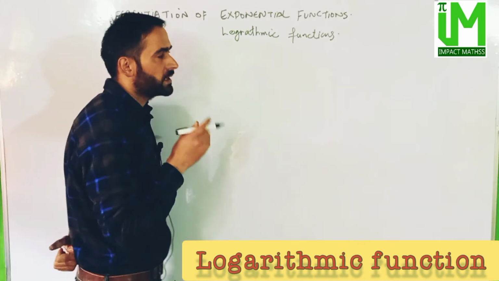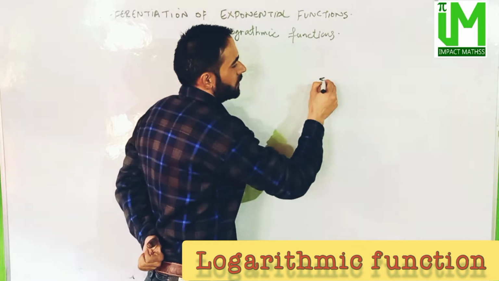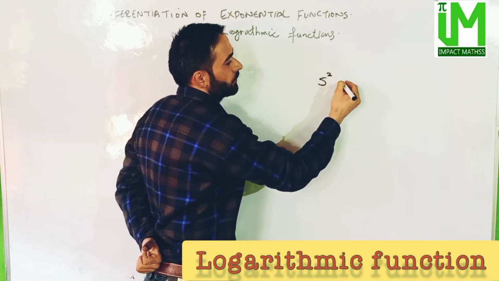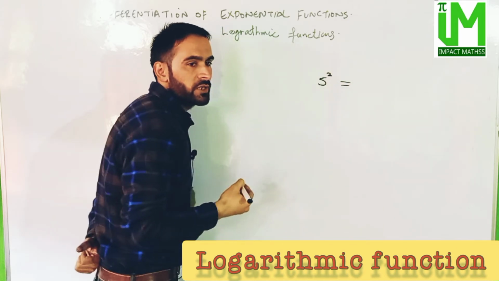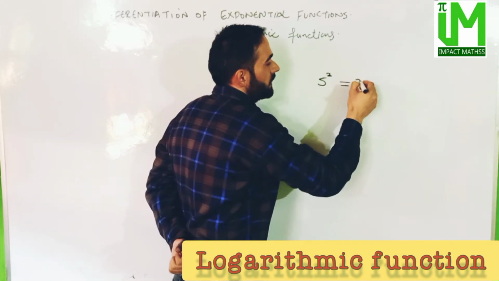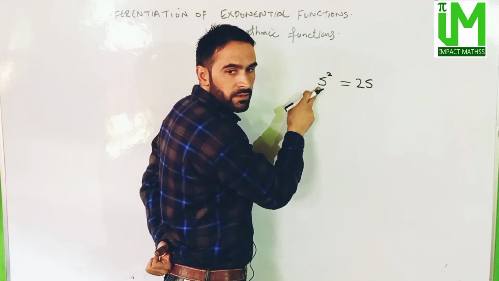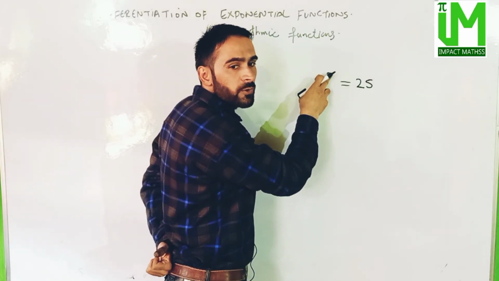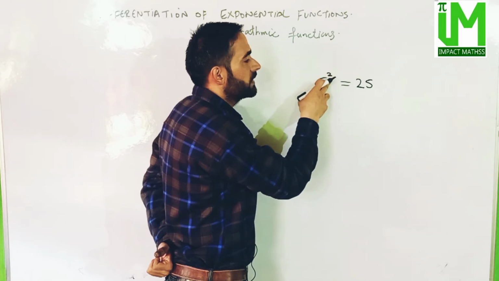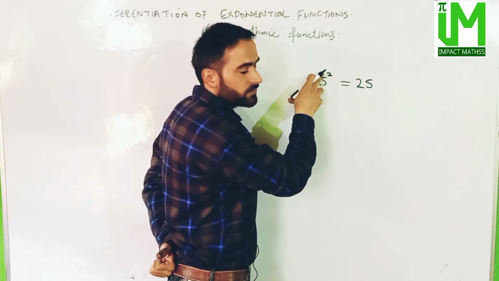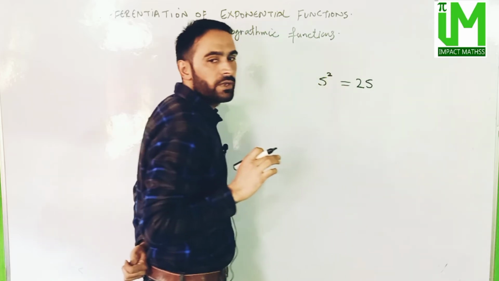Okay? So suppose 5 raised to power 2. What is 5 raised to power 2 equal to? 5 raised to power 2 is equal to 25. This 5 is called the base. And what is this 2? It is called the exponent. So 5 is the base, 2 is the power or exponent, and this will be equal to 25.